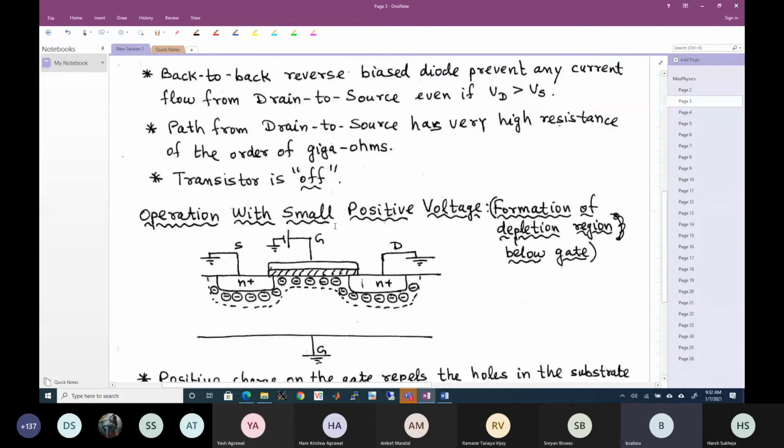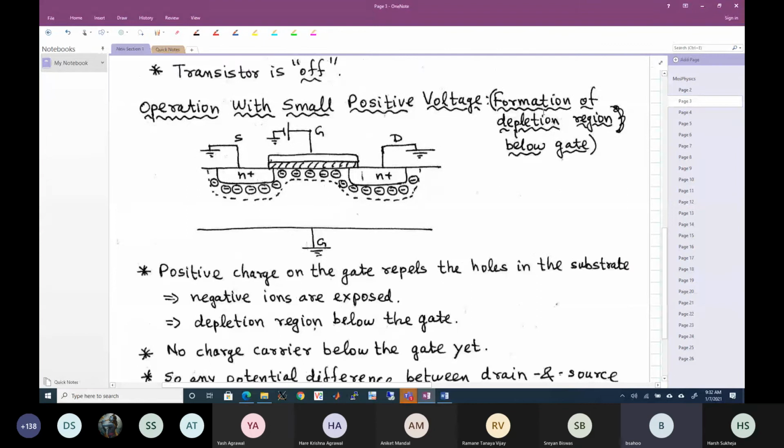Now if we apply a small positive voltage, we get into the formation of the depletion region. Depletion region again means we get rid of the carriers. Keep in mind this was a P substrate. Substrate is sometimes abbreviated as SUB. As soon as I apply a positive voltage here, it is going to repel the positive carriers on the P substrate. Holes are the carriers.